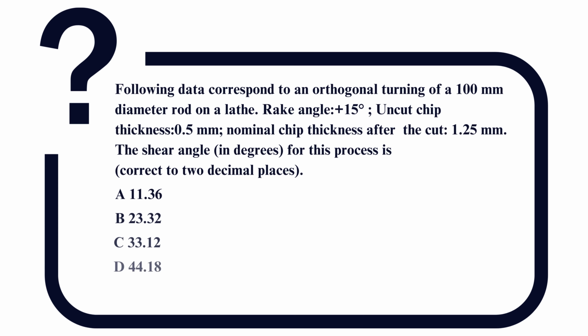Question is, the following data corresponds to an orthogonal turning of a 100 millimeter diameter rod on a lathe. Rake angle 15 degree, uncut chip thickness 0.5 mm, nominal chip thickness after the cut is 1.25 millimeter. The shear angle in degrees for this process is option A 11.36, option B 23.32, option C 33.12 and option D 44.18.